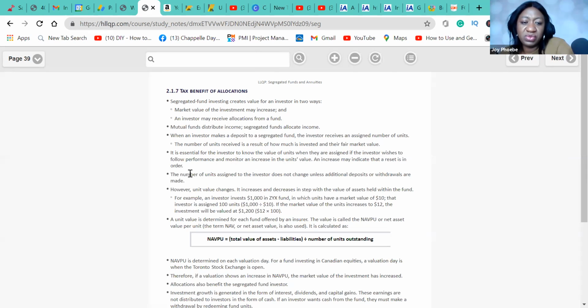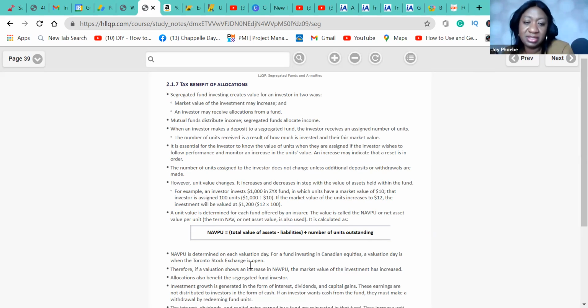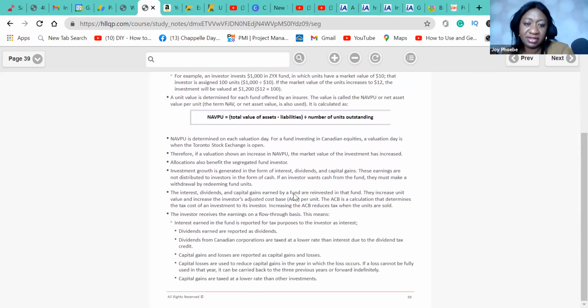The number of units received is a result of how much is invested and their fair market value. It is essential for an investor to know the value of units when they are assigned. And if the investor wishes to follow performance and monitor the increase in units' value, then an increase may indicate that a reset is in order. And how that value is determined is by total value of assets minus liabilities, divided by the number of units outstanding. So that's how net asset value per unit is determined. So that is how they arrive at that.